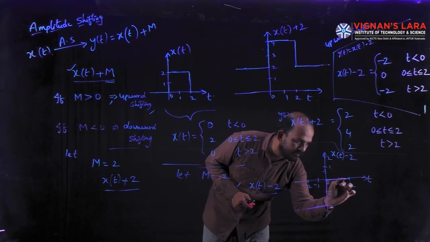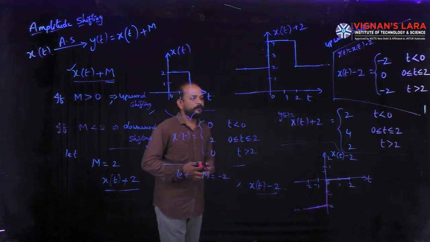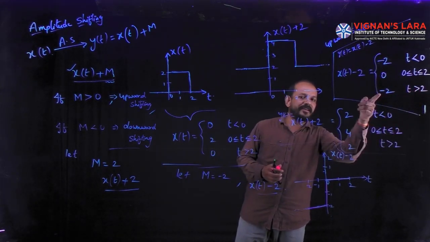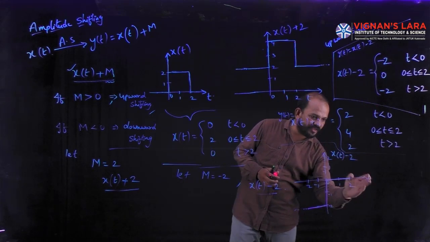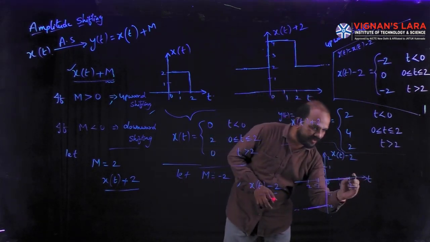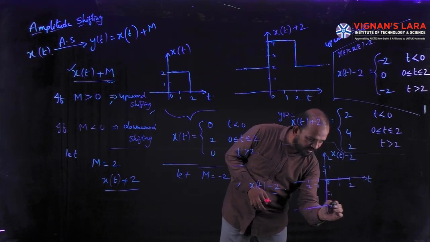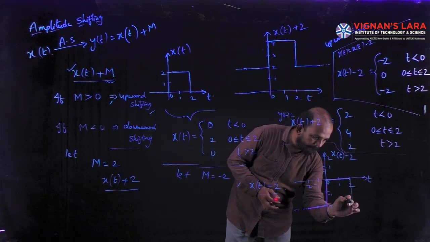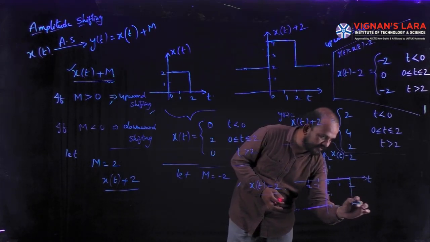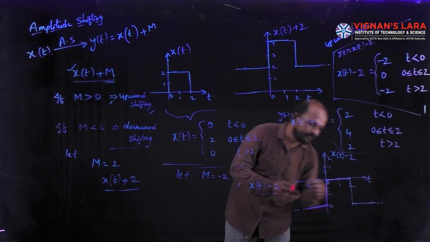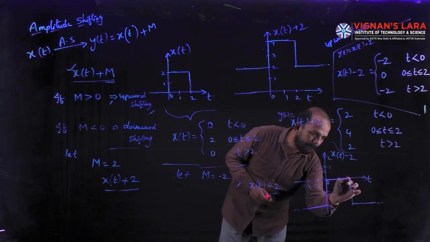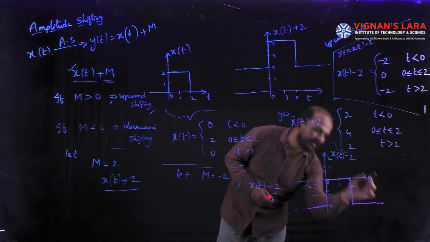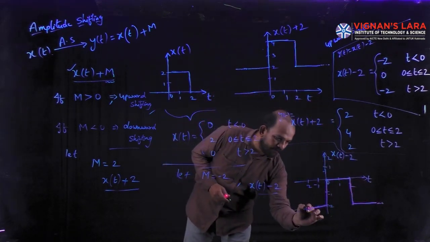I hope you are clear now. Okay, 0. And next, for t greater than 2, the value is again minus 2. Greater than 2, that is 3, 4, 5. For this, the value is minus 2. Minus 2 is here. So for t greater than 2, it is like this, again minus 2.